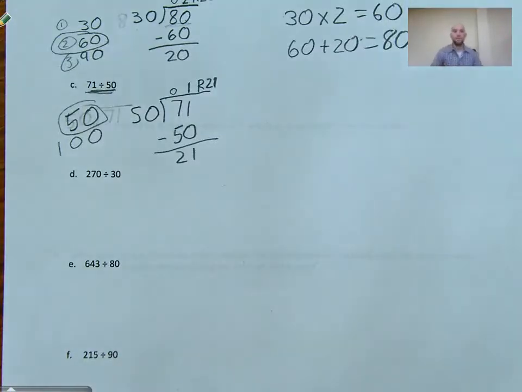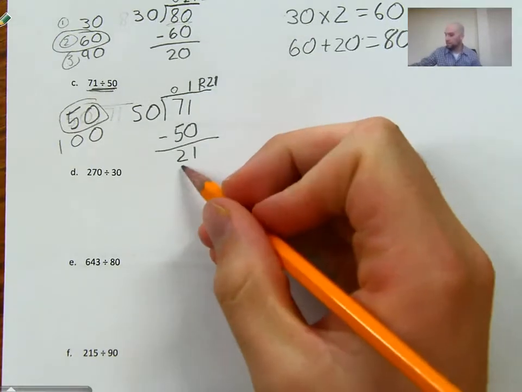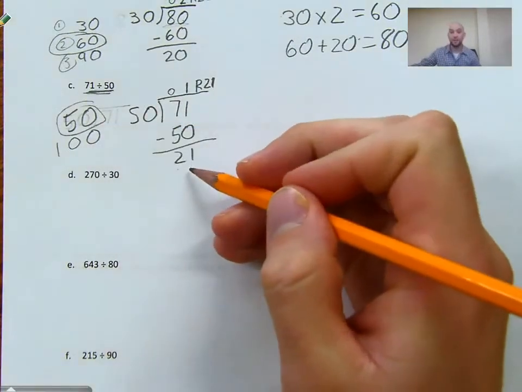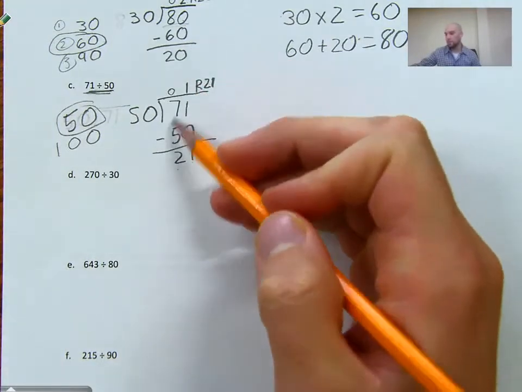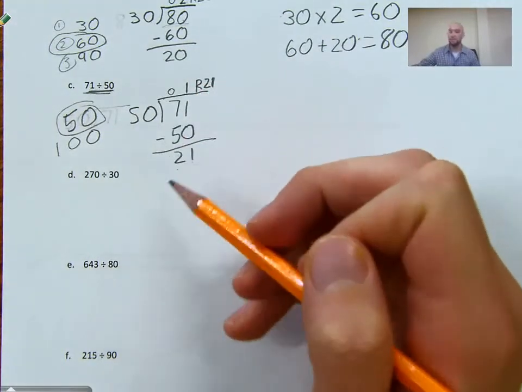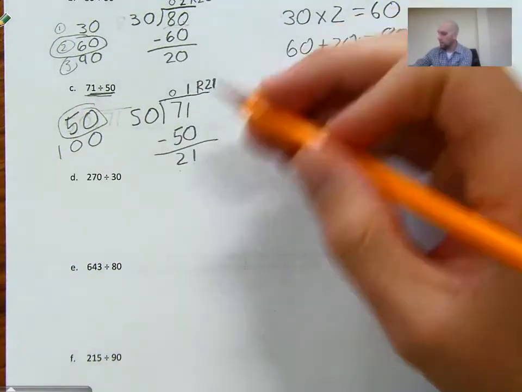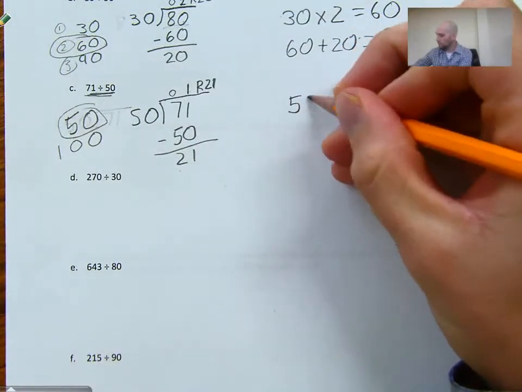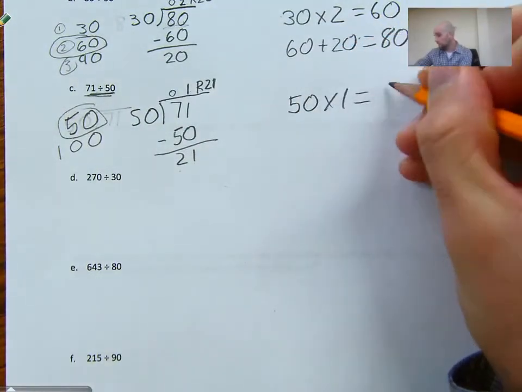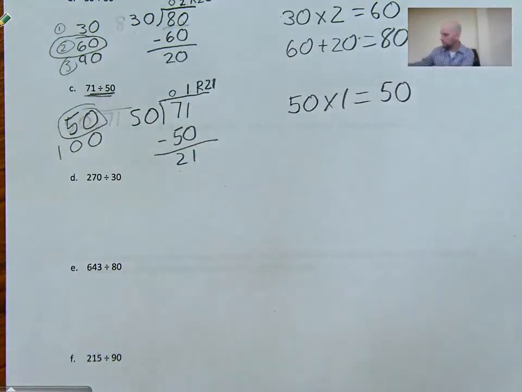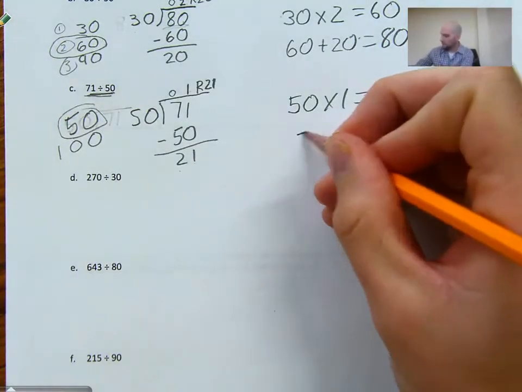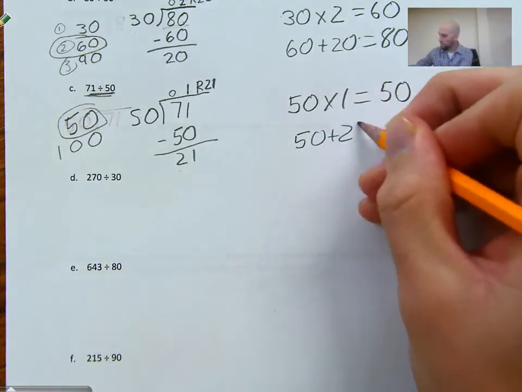Another way I can know if I didn't find out how many times my divisor goes into my dividend: if this number was larger than 50 when I subtract, then I would know this can't be 1, because I can fit another 50 in there. Because it's less than 50, I know that is probably correct for my remainder, but we're going to check it just to make sure. If we do 50 times 1, we're going to get 50. Anything times 1 is going to be itself. And then 50 plus 21.